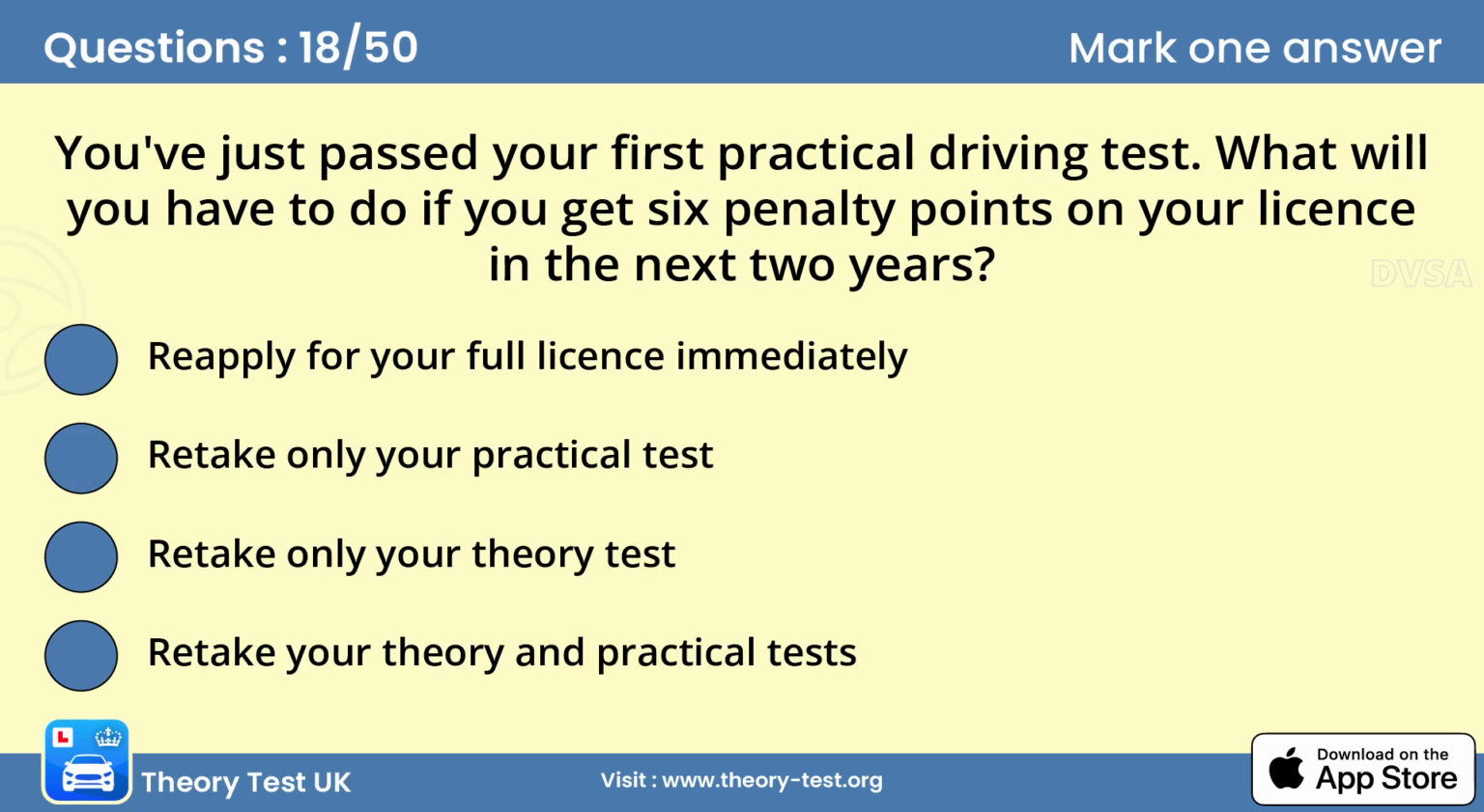Question 18. You've just passed your first practical driving test. What will you have to do if you get 6 penalty points on your license in the next 2 years? D. Retake your theory and practical tests. If you accumulate 6 or more penalty points within 2 years of gaining your first full license, it will be revoked. The 6 or more points include any gained due to offenses you committed before passing your test. If this happens, you may only drive as a learner until you pass both the theory and practical tests again.